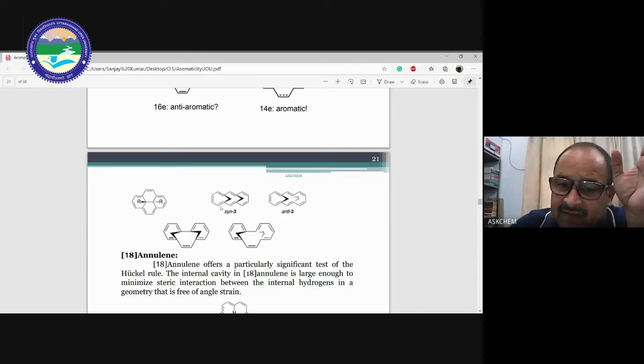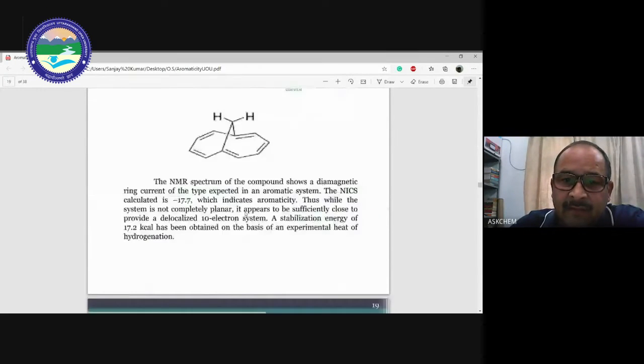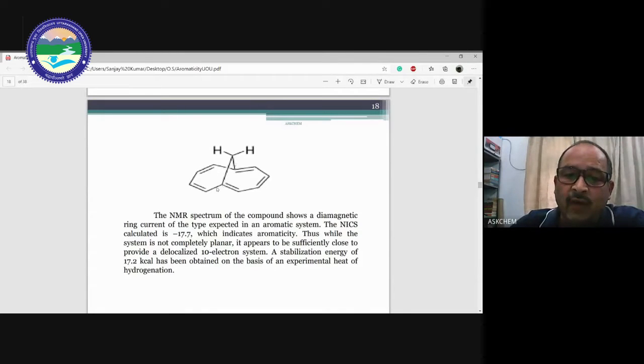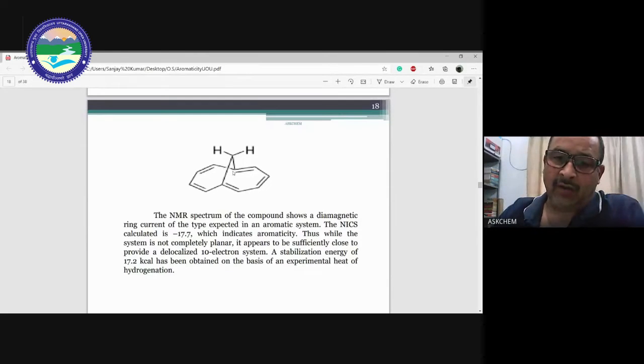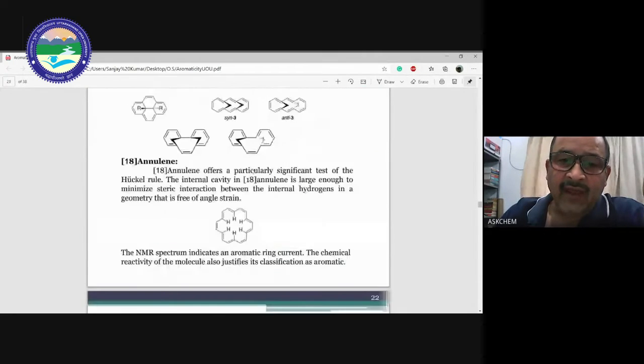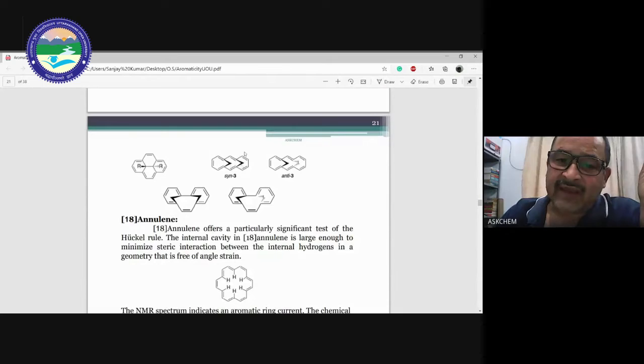So syn 3, that is 3 2 5 2 7, is a 14 pi electron system, syn 3 and anti 3. Out of these, syn 3 is said to be more aromatic on account of the fact that it is similar to this slide, where we have locked the transannular hydrogens, in order to lock the interaction of transannular hydrogen, through methylene group. Similar is the case here, that we have this syn 3 and anti 3. Syn 3 provides maximum planarity in addition to other requirements of the Huckel's rule. That is, the Huckel number is there, 14. So the syn 3 is more aromatic in comparison to anti 3.